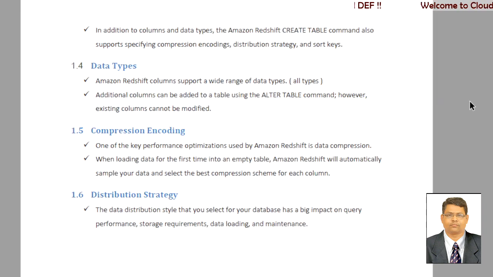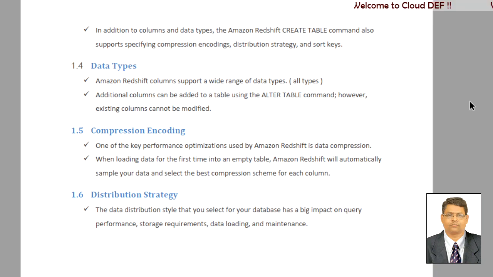When loading data for the first time into an empty table, Amazon Redshift will automatically sample your data and select the best compression scheme for each column. 1.6 Distribution strategy. The data distribution style that you select for your database has a big impact on query performance, storage requirements, data loading, and maintenance.